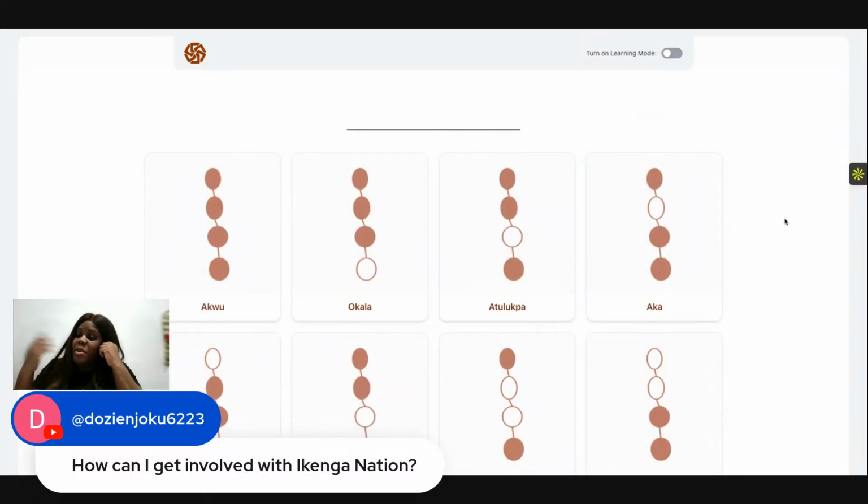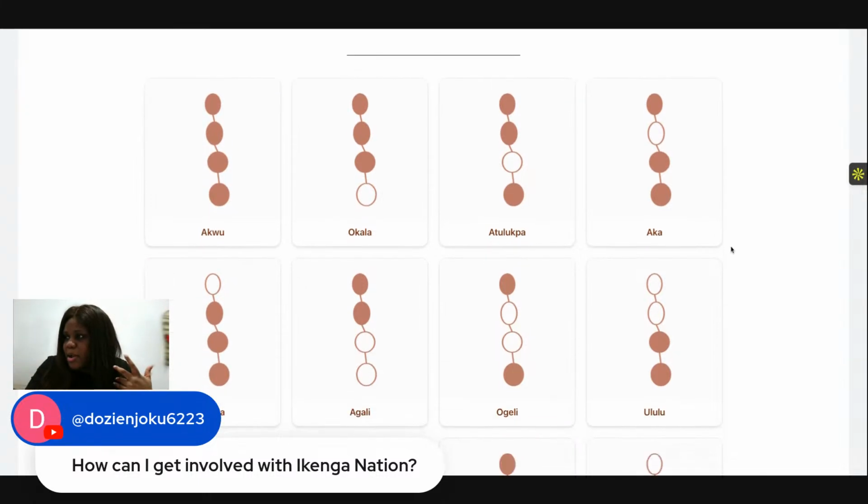Okay, so let me try and remember them now. Aku. Okay, I've mastered Aku. I've mastered Akala. Akala is the opposite of Abara. Atulupa is one that confuses me sometimes, so let me try and remember that. Okay, I remember how I remember Atulupa. Atulupa is Aka, except the two in the middle are reversed. Atulupa is two closed, one open, then closed. Then Aka is one open, then the next one. So I know which one is Aka. I just need to remember which one is Atulupa.